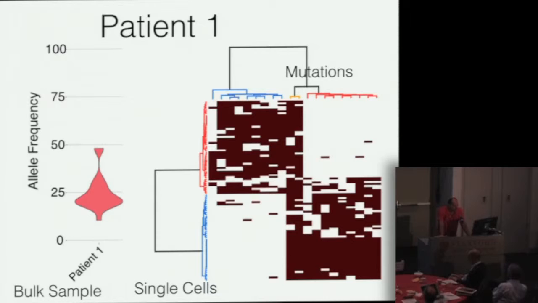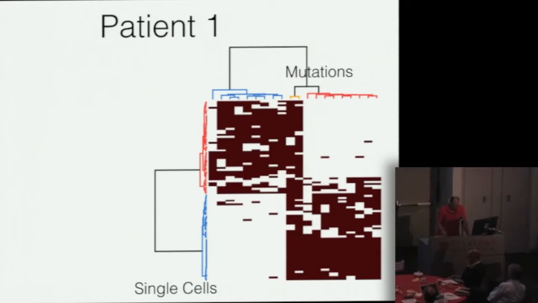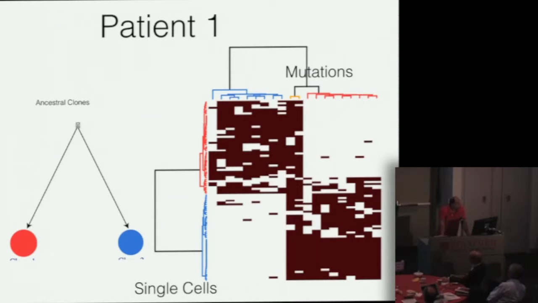And so you can see that here there's clearly two clones, and they're quite different, and they're occurring with very comparable frequencies, so hard to infer that from bulk data. And you can start to build trees of what this thing looks like. In this case, it's pretty simple. There's some ancestral clone, and you can see these two dominant clones at the point of diagnosis.